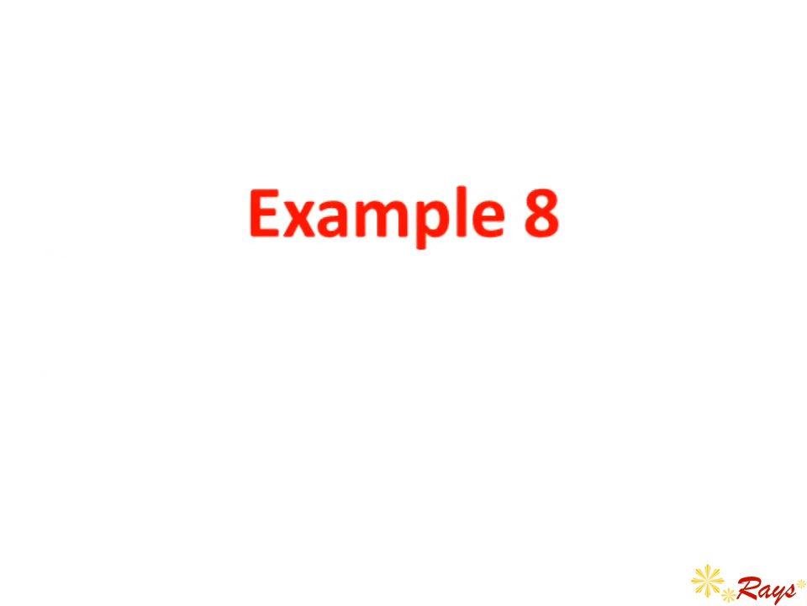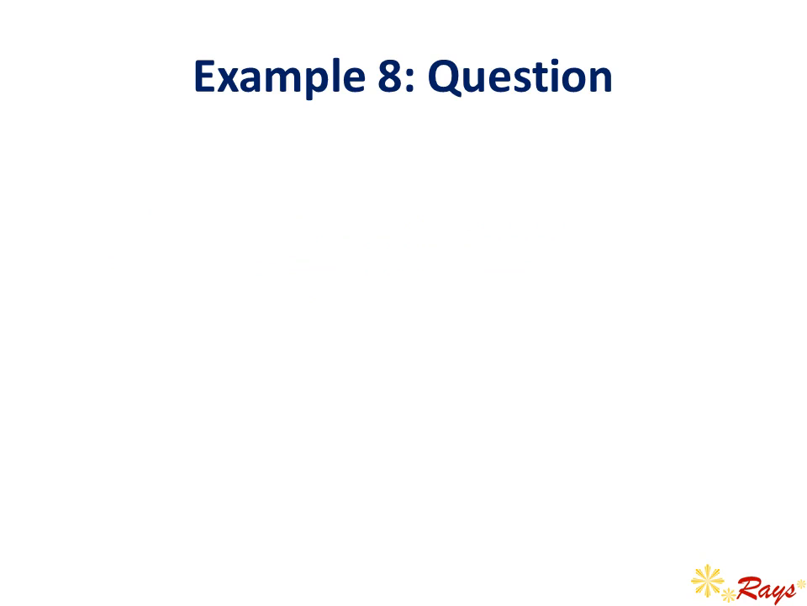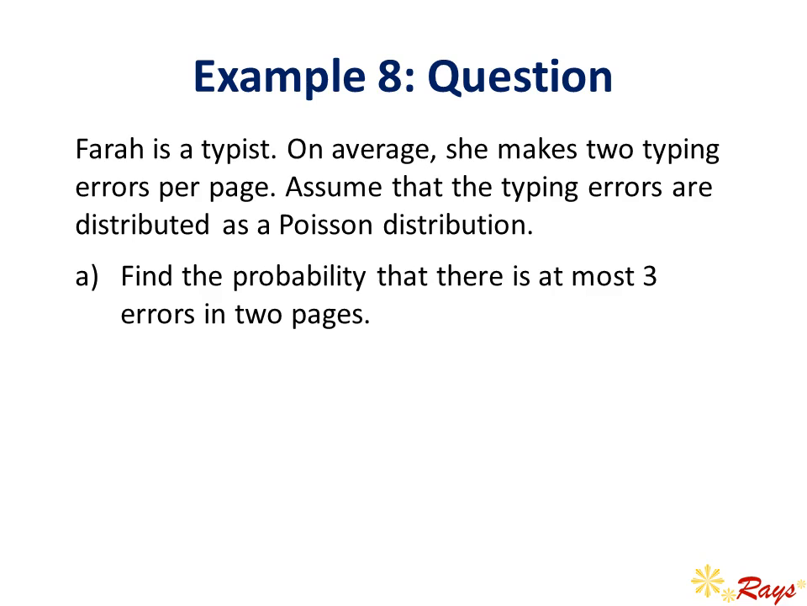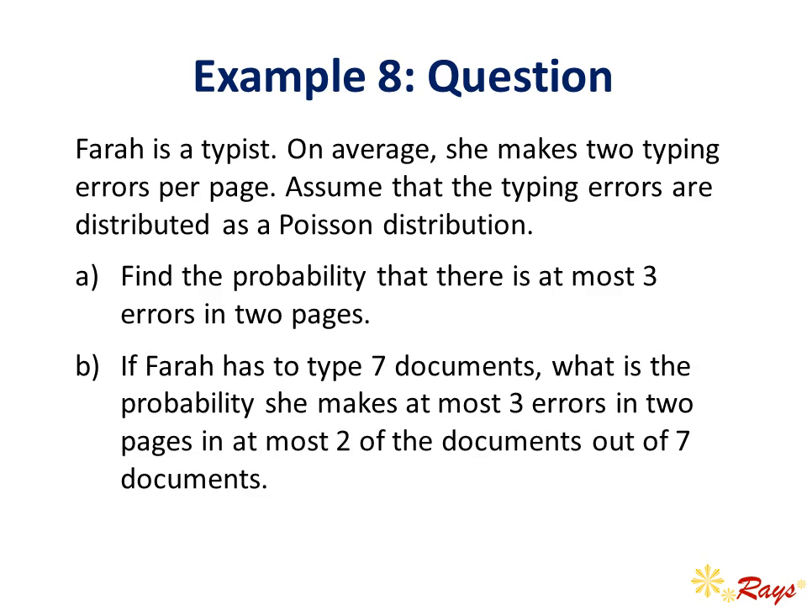Example 8. Question for example 8. Farah is a typist. On average, she makes 2 typing errors per page. Assume that the typing errors are distributed as Poisson distribution. Question A and question B. Before we look at the question, let us analyze this. Our interval is per page. It means that 2 typing errors here is the lambda per page.